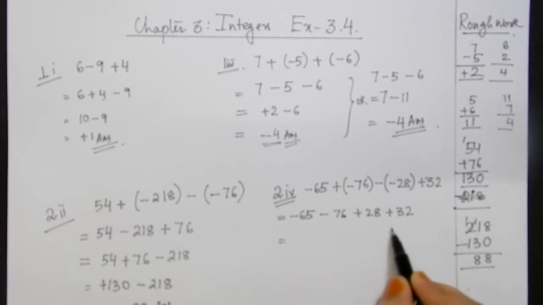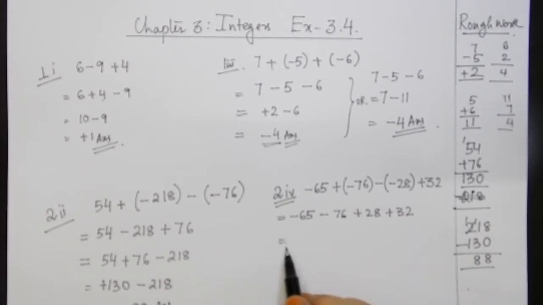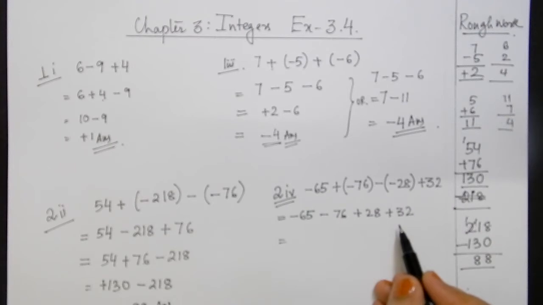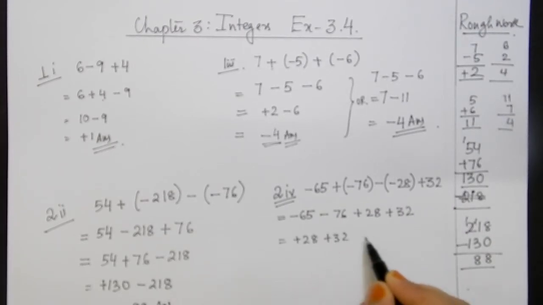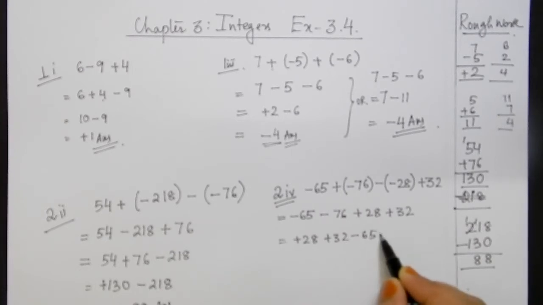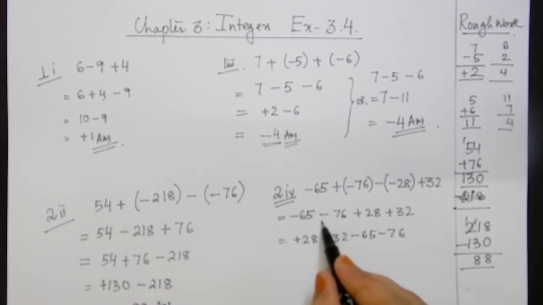So let us arrange all the positive signs in the front and negative numbers after that. So plus 28 plus 32 minus 65 minus 76. So whenever you are moving a number, you have to move it with the sign.